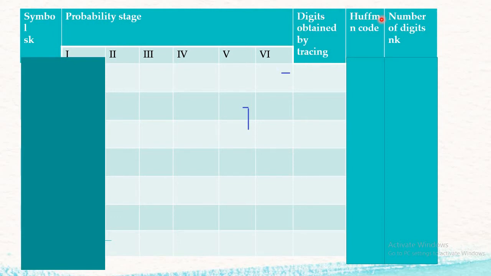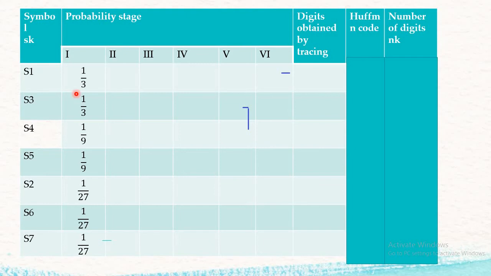Now one thing is very important over here: the digits which we obtain from tracing are different from the actual Huffman code, which I am going to tell you later. And then from this Huffman code we are going to find out the number of digits, that is n of k. So let's begin. Our first step is to arrange all the probabilities in decreasing order. So we get the probabilities arranged in decreasing order.